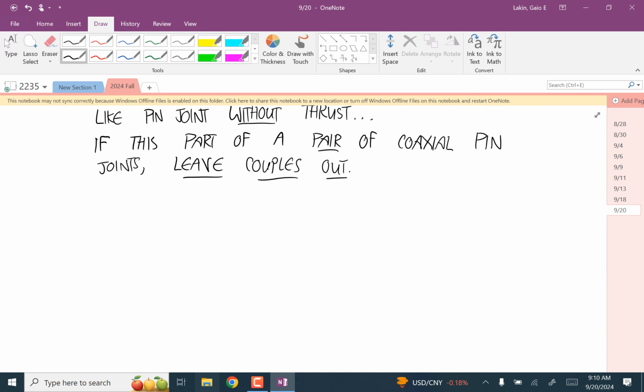And then the last one, joint category 6. What's this one going to be? So this is just the two bodies are fixed together. They have to move together. There's no motion between them.